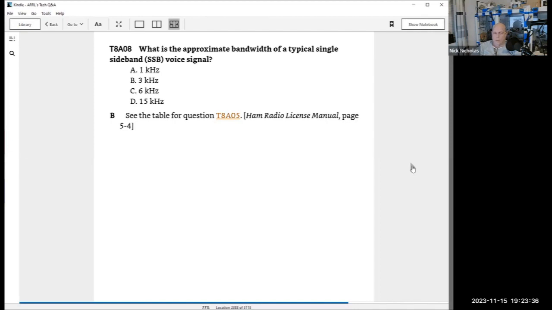What is the approximate bandwidth of a typical single sideband voice signal? Generally, it's around 2.8 kilohertz, but let's round that up, and 3 is approximately right. What is the approximate bandwidth of a VHF FM repeater? Now here's a comparison. Generally, we transmit on what we call wideband FM. It's not commercial full fidelity wideband FM, but it's communications wideband. And it is between 10 kilohertz and 15 kilohertz wide.